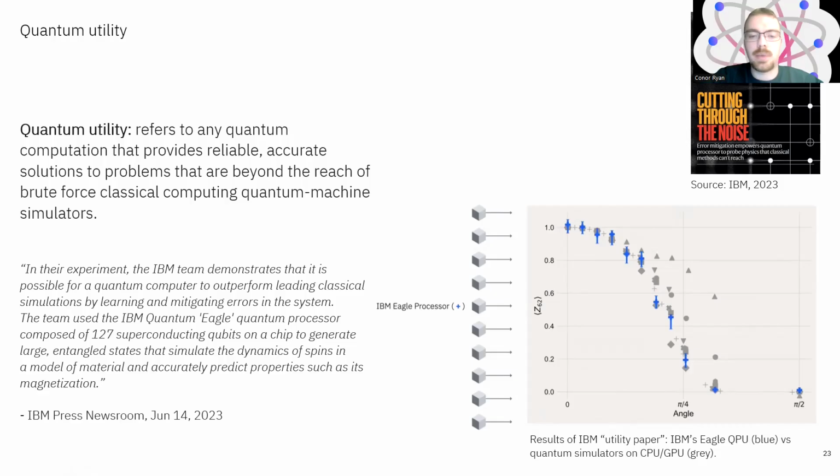So for example, IBM have looked at some quantum utility problems, such as the one shown here in Nature, and they demonstrate that it is possible for a quantum computer to outperform leading classical simulations by learning and mitigating errors in the system, so not by sheer computational capabilities alone, but also with this classical post-processing of results, using the quantum Eagle processor, which has 127 superconducting qubits that can generate a large entangled state and simulate the dynamics of spins in some material, and also accurately predict properties such as its magnetization. So, a large-scale quantum physics problem that would be classically difficult.